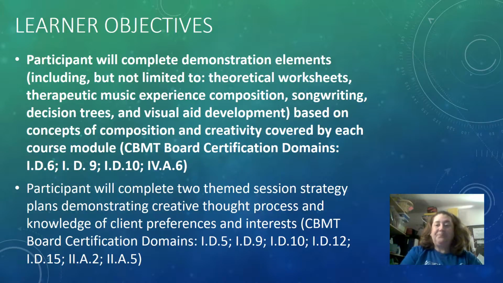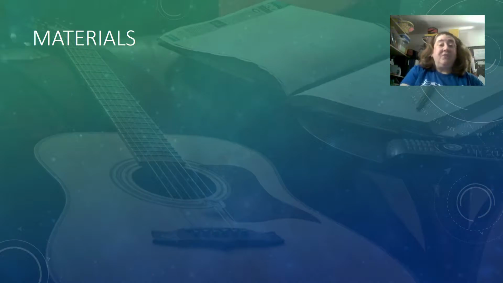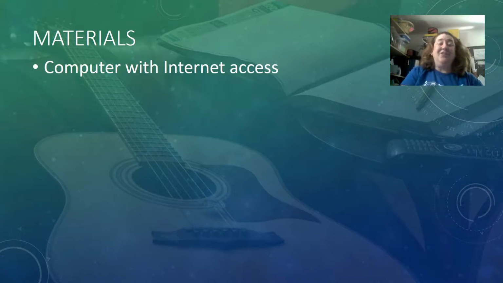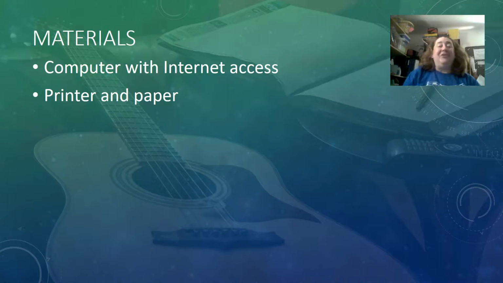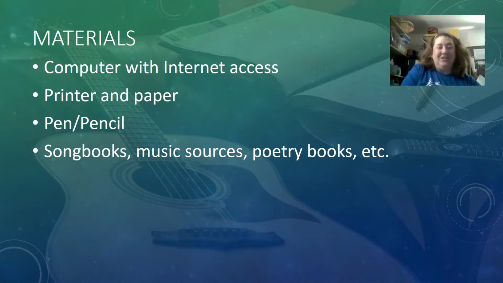There are several different materials that you need for this particular course, but they should be things that you already have. The first is you need a computer with internet access, and that's primarily so that way you can find information, you can find ideas quickly. Also, so you can access this course material. You're going to need a printer and paper. You're also going to need a pen or a pencil.